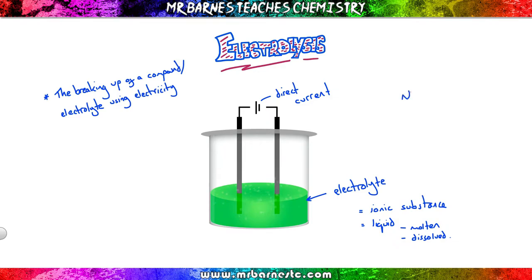So if you take an example, NaCl, sodium chloride, you have two ions in there, you have Na+ and Cl-. Therefore, it's an ionic substance. When we turn that into a liquid, so we either melt it or dissolve it, those ions become free to move. When they're free to move, it becomes an electrolyte.